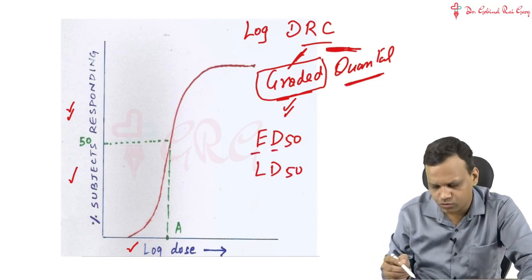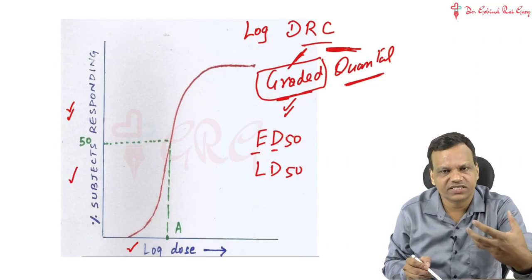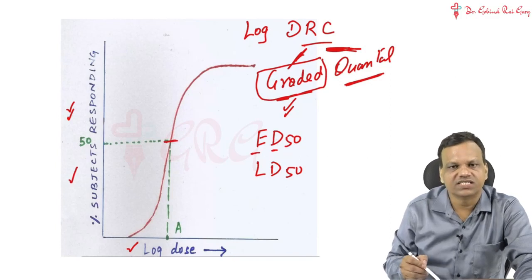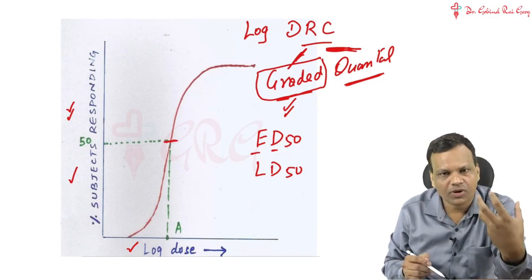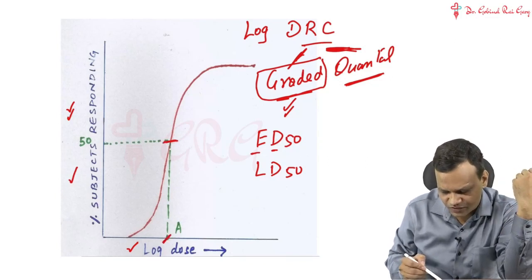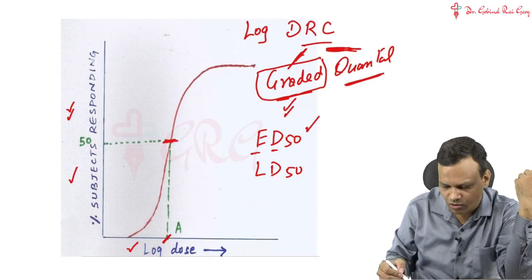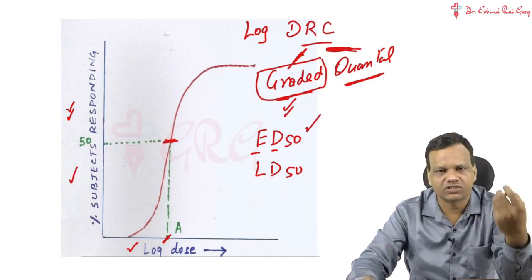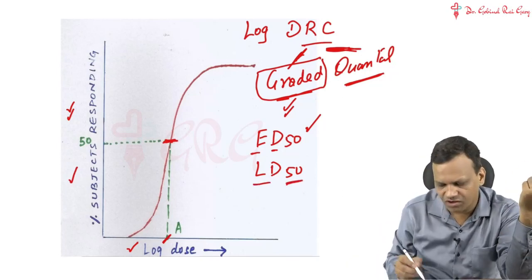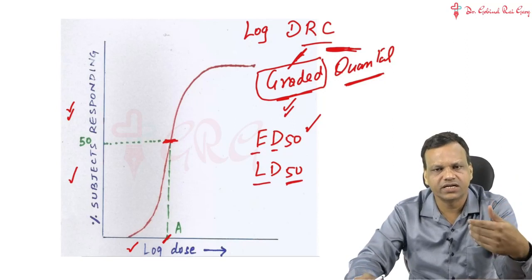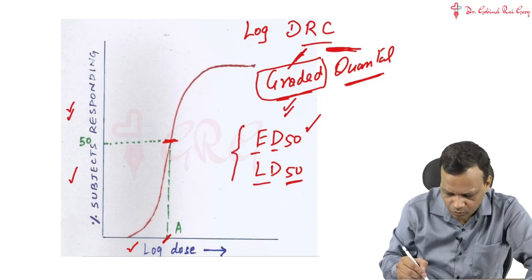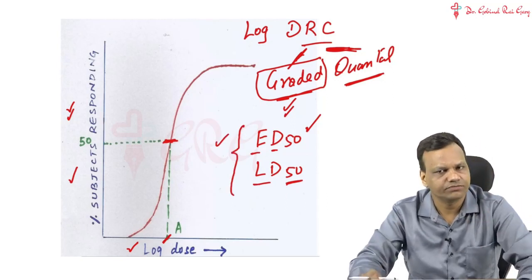ED50 is effective dose in 50%. So in this graph, as it is shown, there is quantile DRC, and half of that, we are seeing in how many people the drug was effective. So the dose at which 50% of people responded is called effective dose in 50%, or simply median effective dose. Similarly, the dose at which 50% of the animals die is called lethal dose in 50%, or simply median lethal dose, and these doses can be calculated from the quantile DRC. Clear?